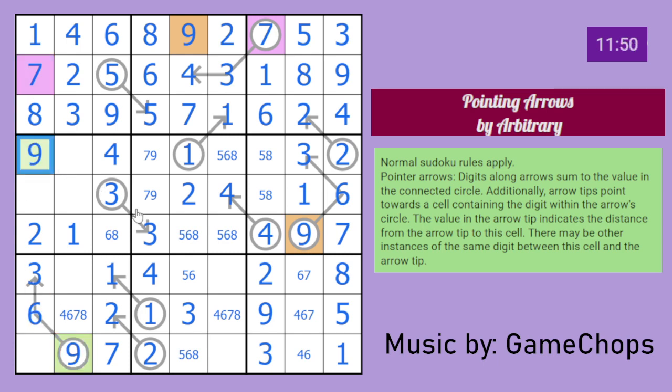Forcing a 9 there. We can remove 6 from these cells. But more importantly, I guess 4 from this cell as well, and from that cell, which actually forces a 4 there. That resolves this triple. That does not resolve, but this 9 helps. That helps, that makes a 7, 9 there.